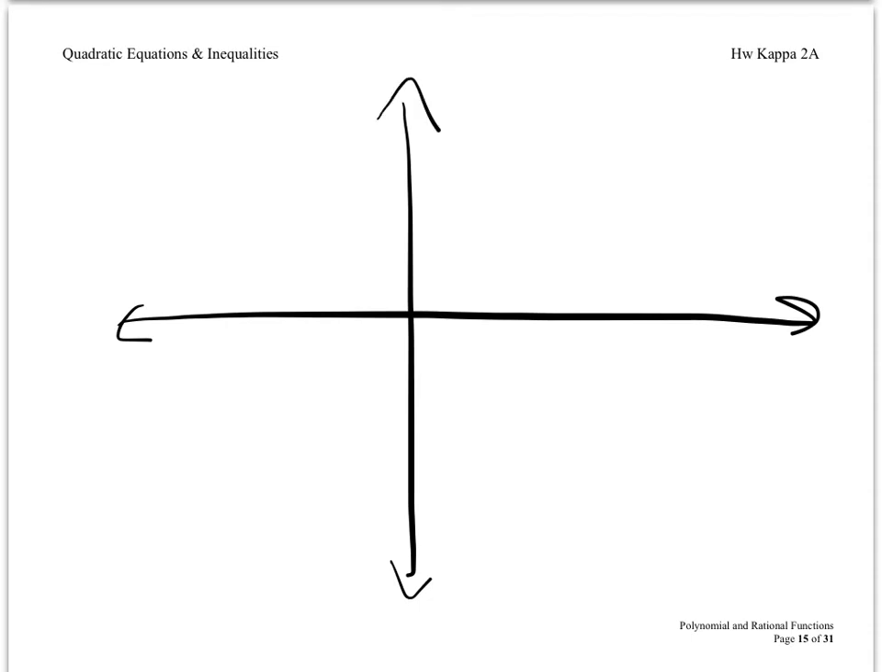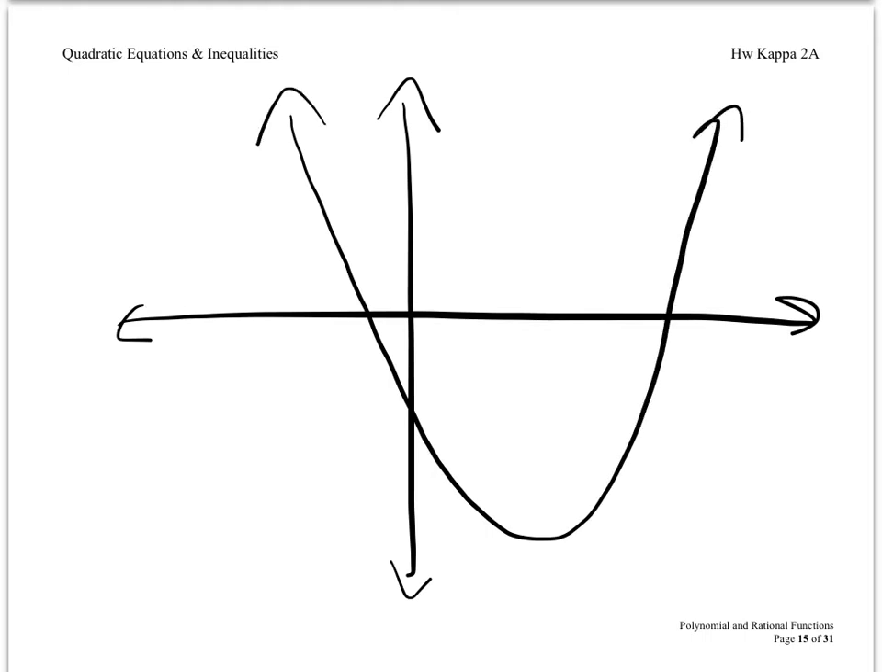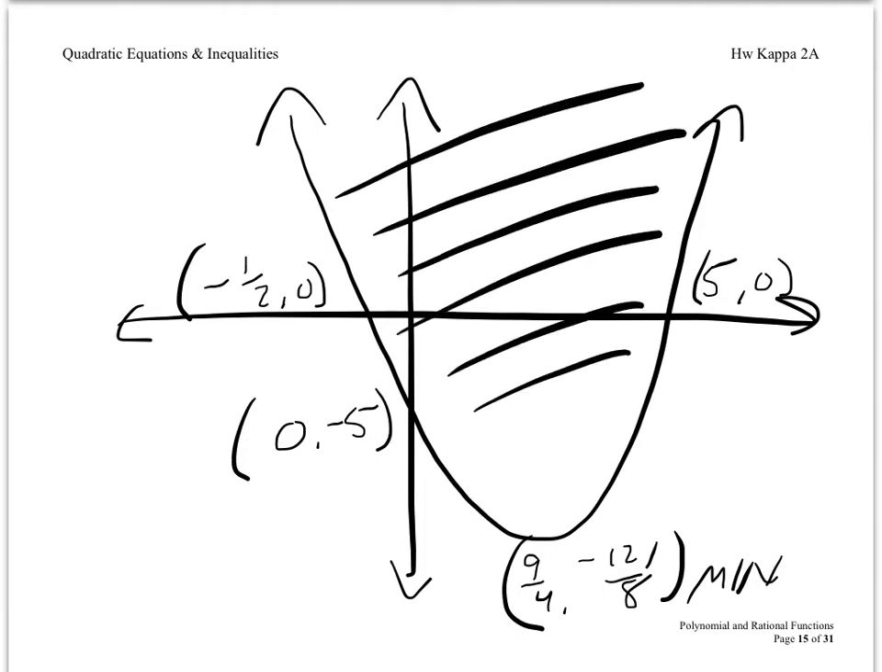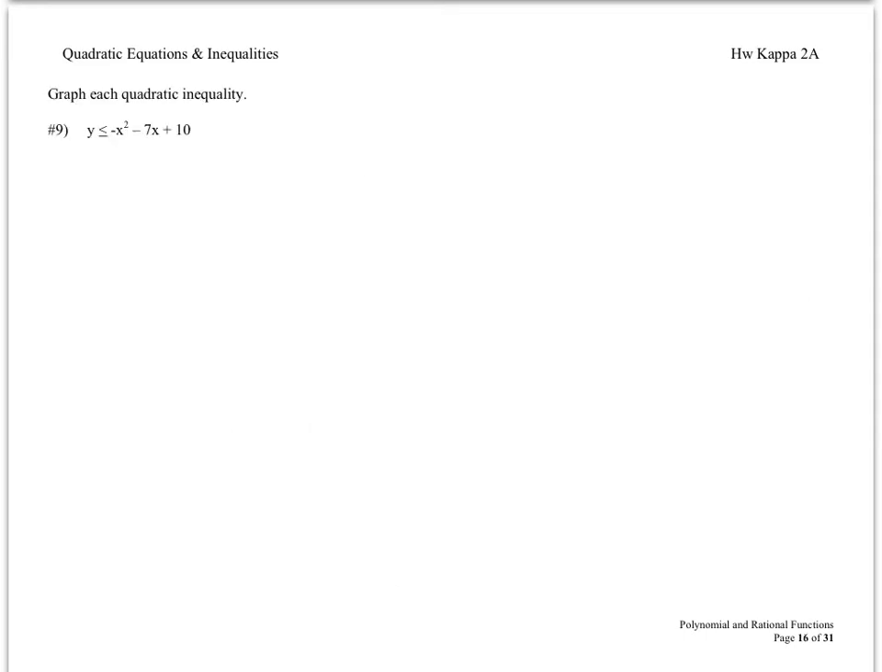Our minimum is in quadrant 4, and our boundary is solid because it says y is greater than or equal to. At 9/4, negative 121/8 is our minimum. The x-intercept is 5. The x-intercept is negative 1/2. The y-intercept is negative 5. And it says y is greater than, which means you shade above. So there's our graph.